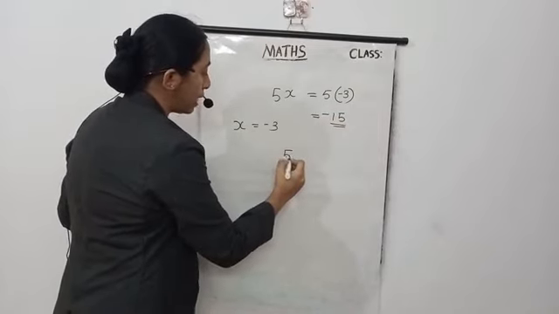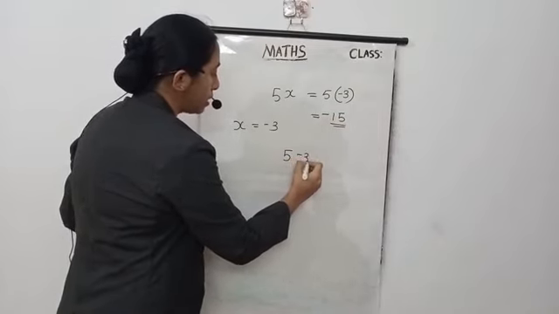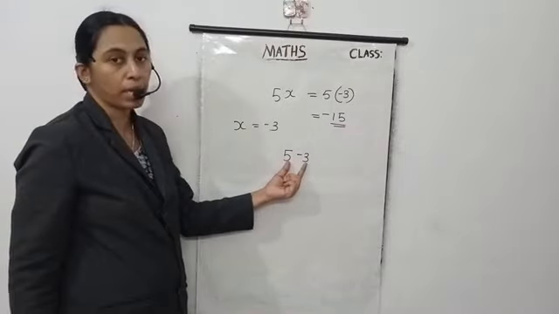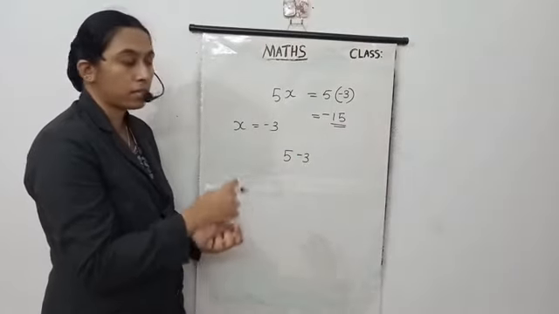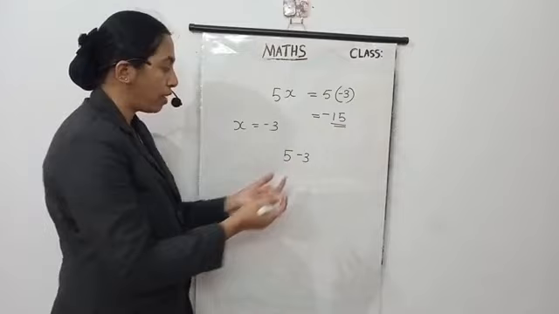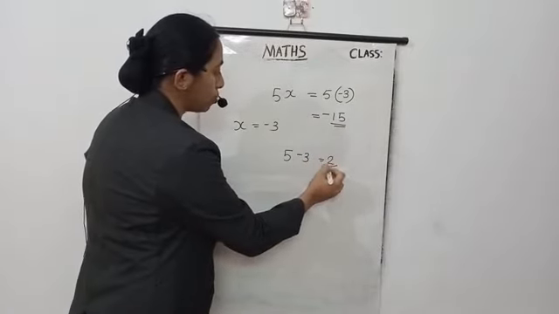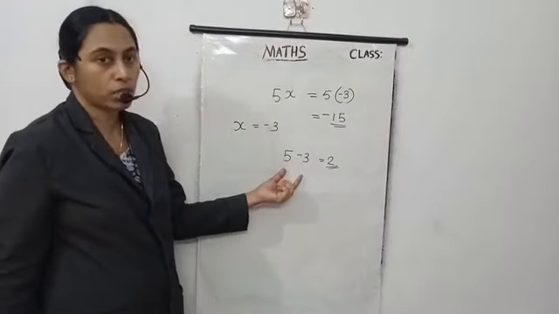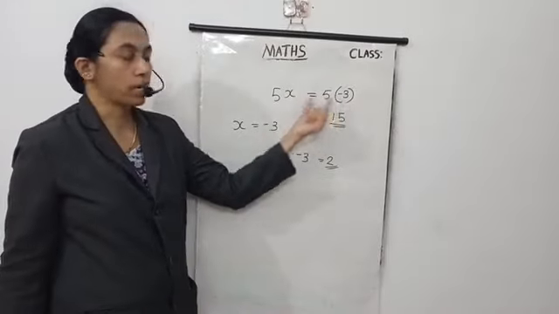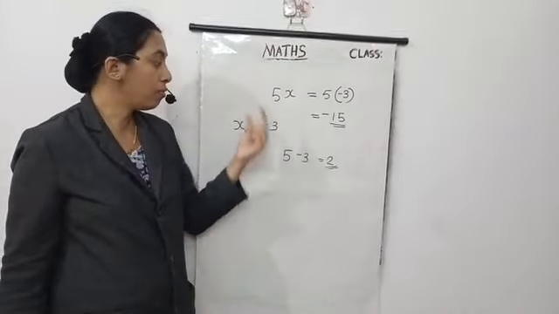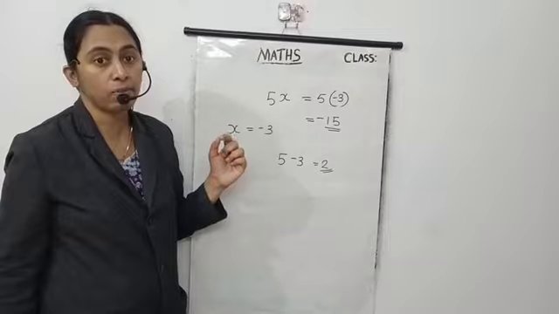Otherwise, if we write like 5 minus 3, we will make an error. We subtract this, 5 minus 3, and write 2. So it will make mistakes. So always put brackets when substituting negative values.